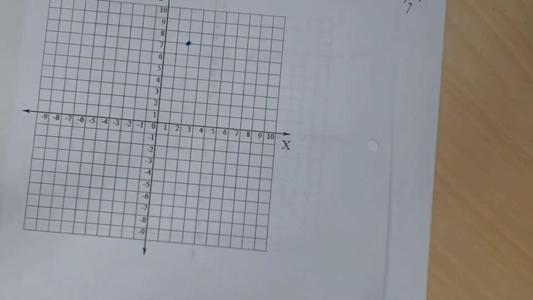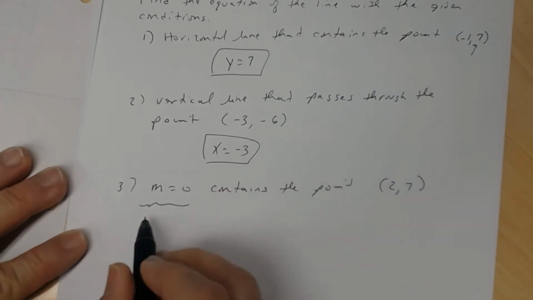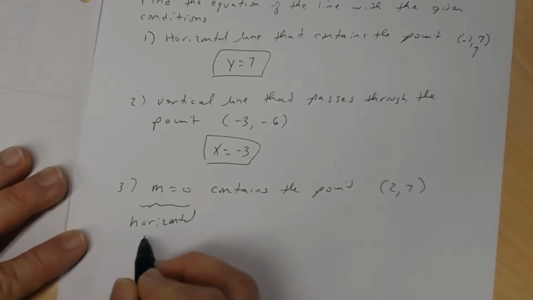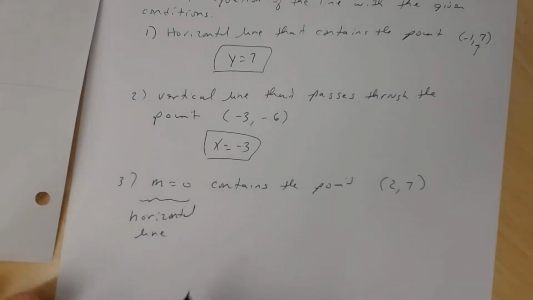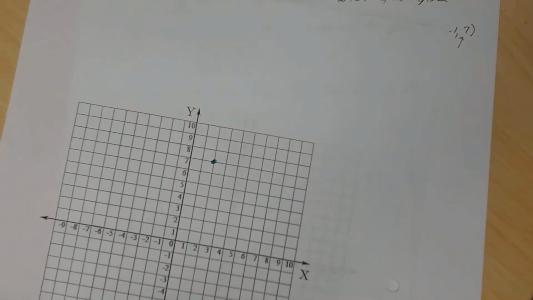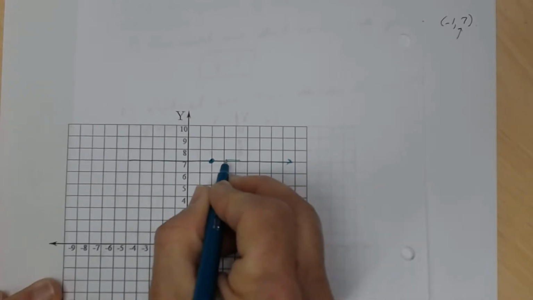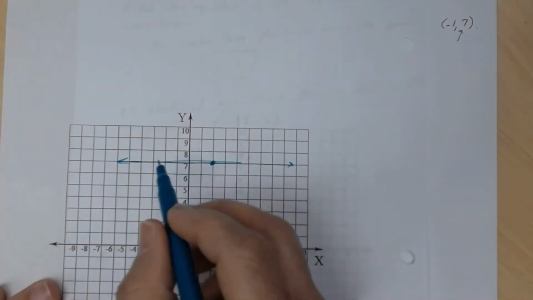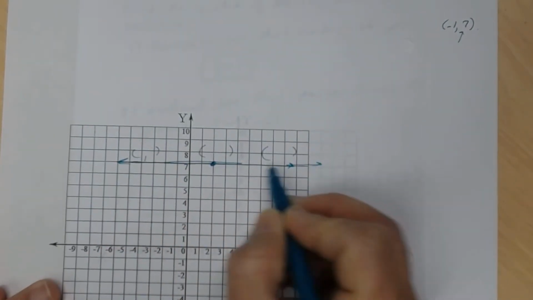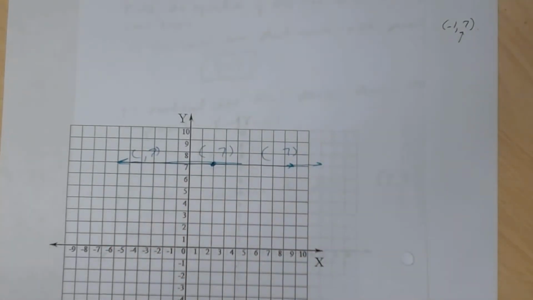Now let's talk about what it means for the slope to be 0. Remember, if the slope is 0, that implies you're talking about a horizontal line. All horizontal lines have slope 0. So since I'm talking about a horizontal line, that goes back to something like number 1. If I draw a horizontal line going through this point, again, no matter where I am on this horizontal line, the y-coordinate is always going to be 7 in this case. So y equals 7.